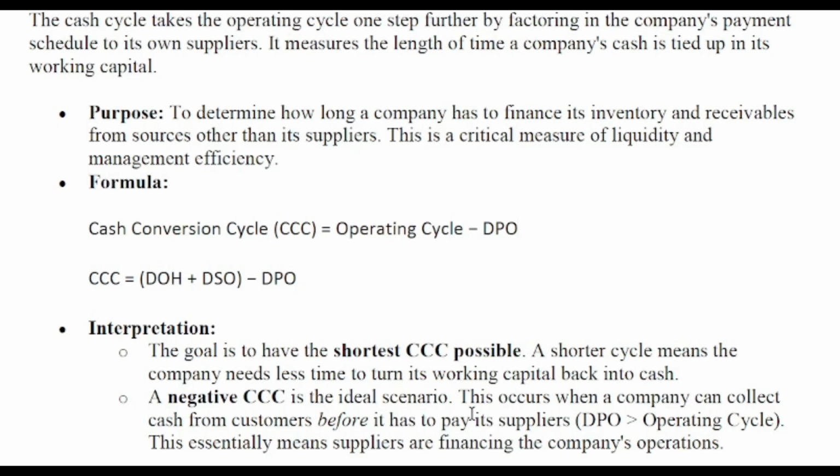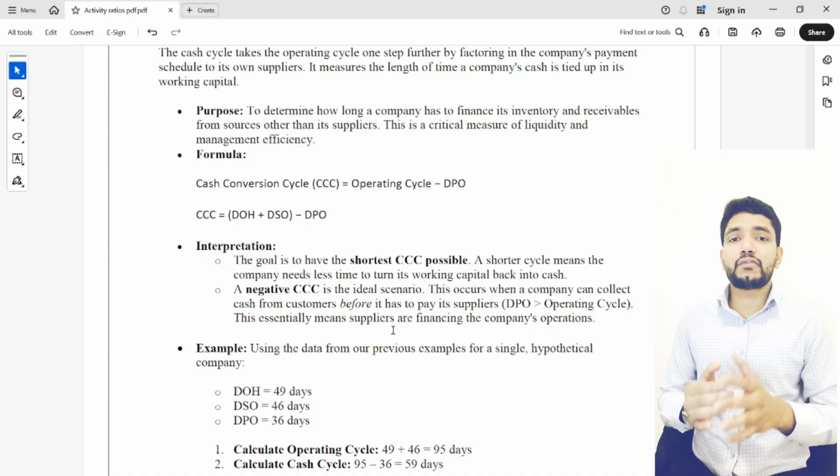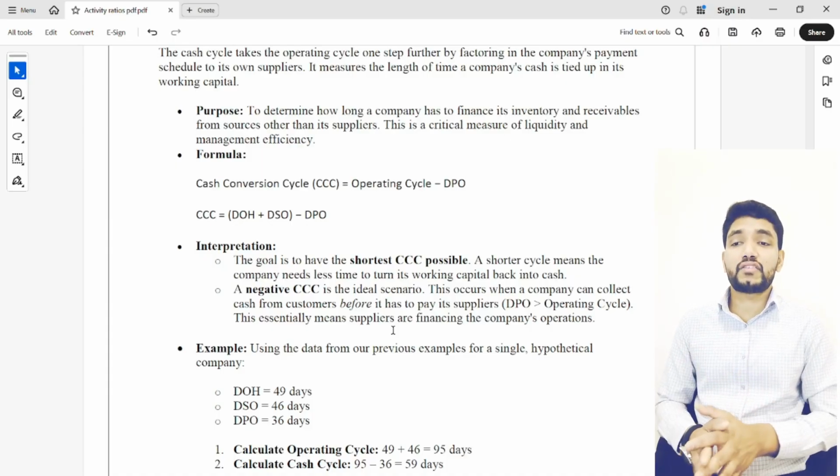This occurs when a company collects cash from the customer before it has to pay its supplier. This essentially means the suppliers are financing the company's operations. If a company has a negative cash cycle, it means the suppliers are financing its working capital.